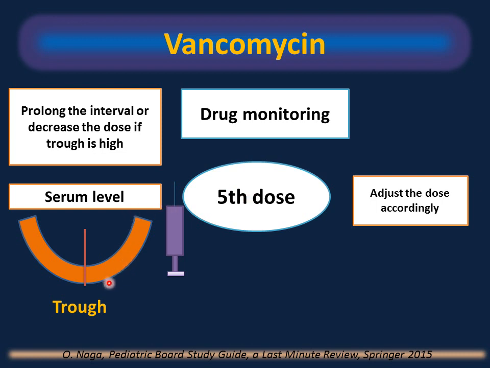And you need to measure the trough level, which is the lowest point in the curve, and adjust the dose accordingly, so by prolonging the interval or decreasing the dose if the trough level is high. So very important to know that peak level is not important and is not necessary to use in case of vancomycin. Usually the trough level is commonly used.